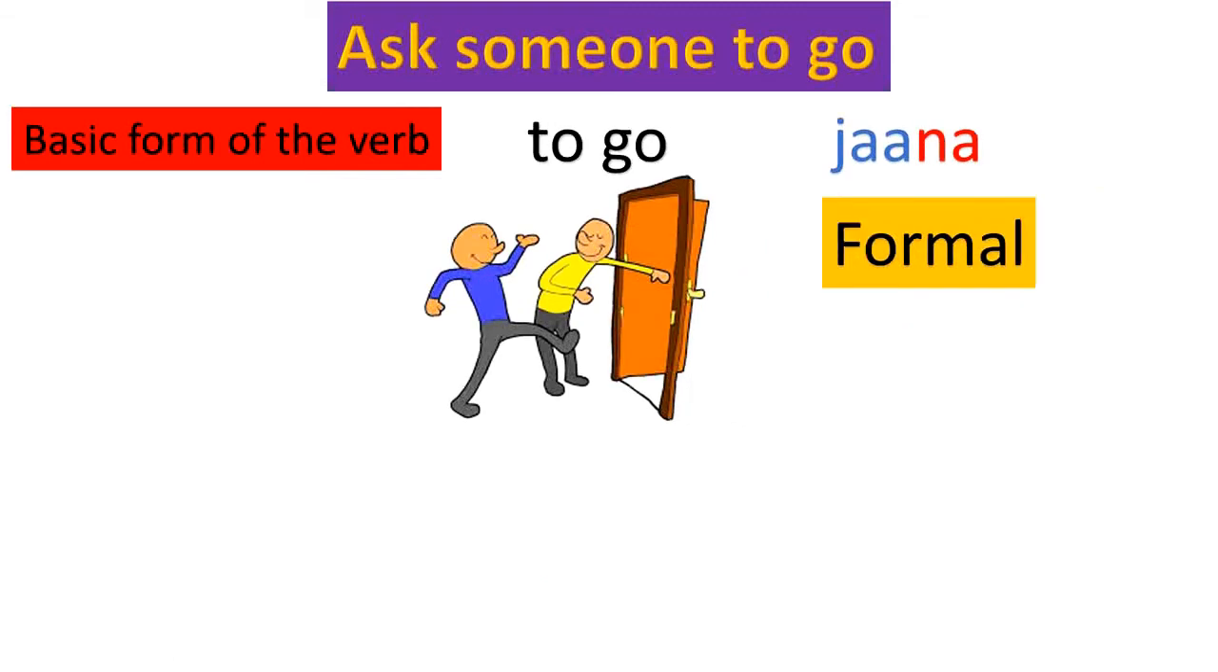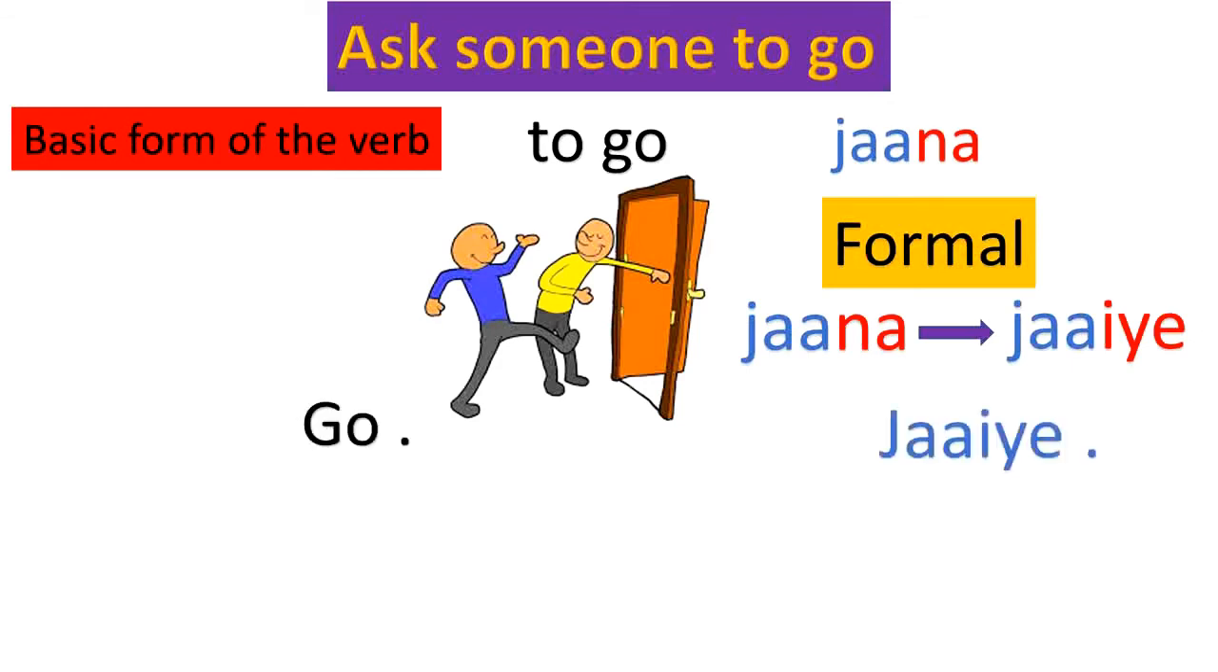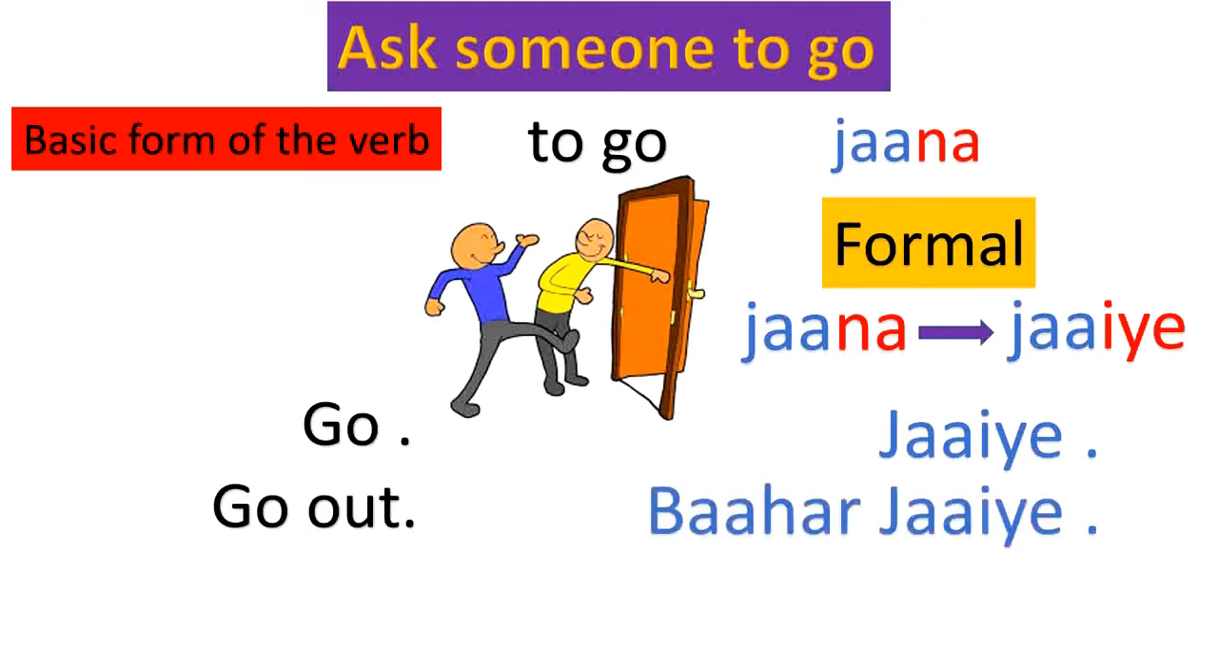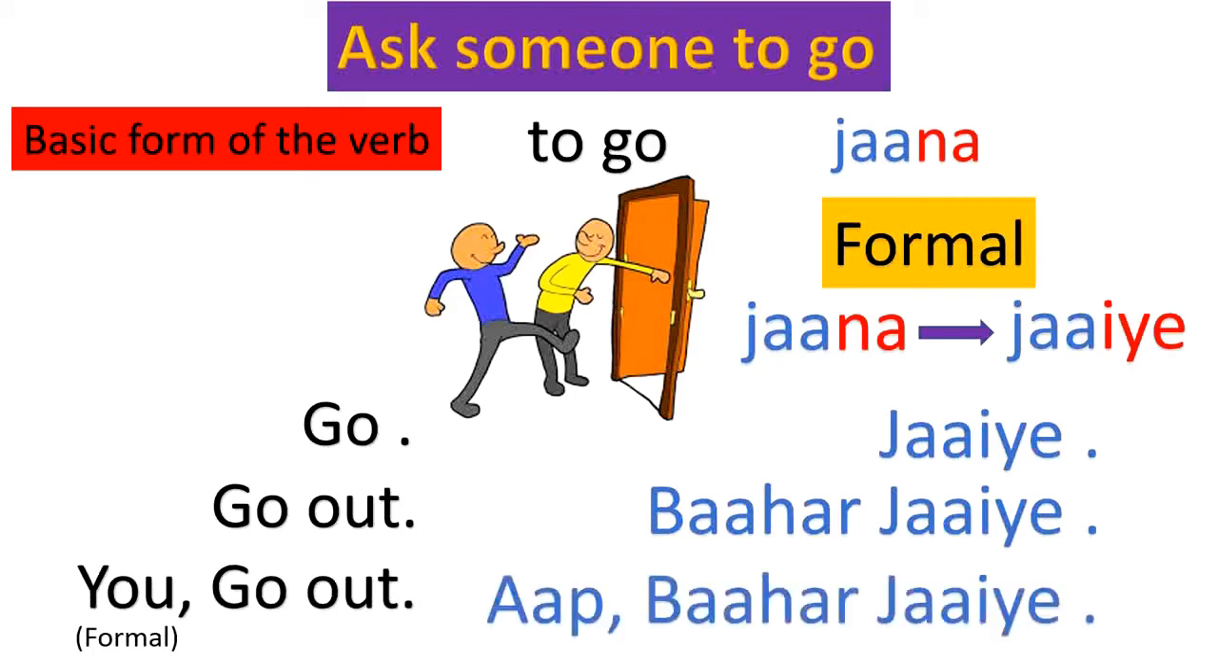Some sentences using verb go for formal use. Go is jana, and jana in formal use is changed to jaiye. Remember, na is removed and ie is added. So jana is jaiye. Go, jaiye. Go out, bahar jaiye. You go out, आप बाहर जाइए.